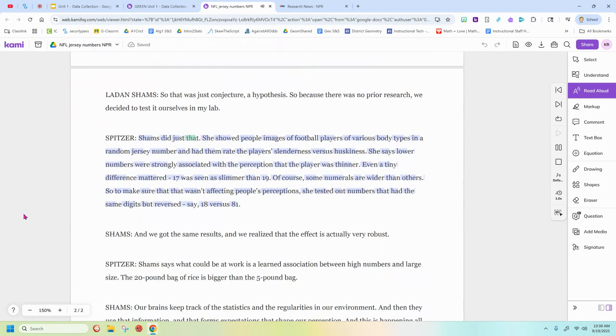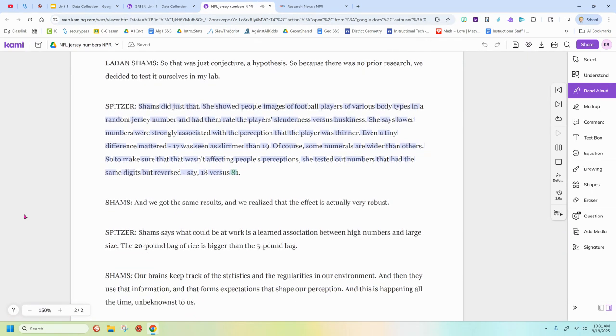Shams did just that. She showed people images of football players of various body types in a random jersey number and had them rate the player's slenderness versus huskiness. She says lower numbers were strongly associated with the perception that the player was thinner. Even a tiny difference mattered. 17 was seen as slimmer than 19. Of course, some numerals are wider than others, so to make sure that wasn't affecting people's perceptions, she tested out numbers that had the same digits but reversed, say, 18 versus 81.